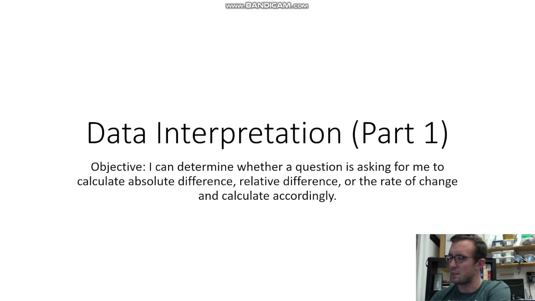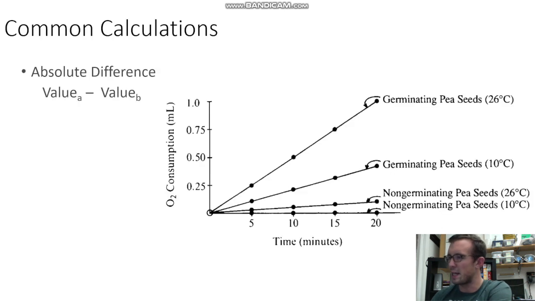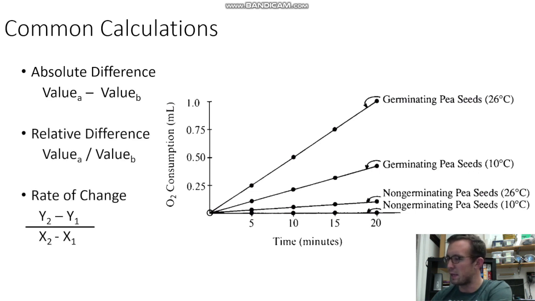Hey Bio Team. So we've had a couple of difficulties in our data calculations, and so in this video we're going to brush up on three common types of calculations that you're going to have to do as part of the course. Specifically, we're going to look at how to calculate absolute difference, relative difference, and rate of change.